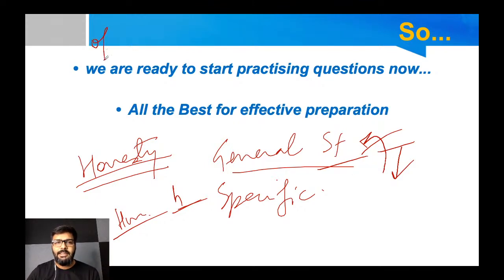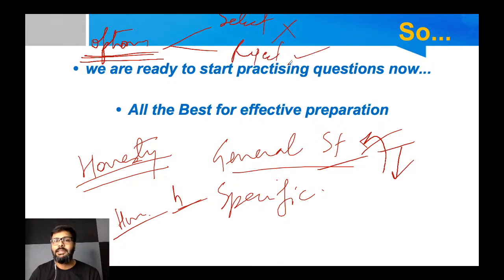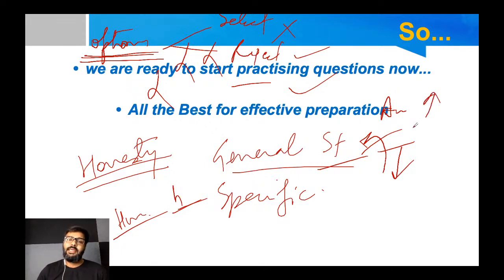Now the other is options. Always go by options and never try to select the right option. Only start rejecting the wrong ones. इनको, इसको हटाओ, ये रिजेक्ट करो, ये रिजेक्ट करो. एक बचा, उसे क्या होगा? उससे हमारी accuracy बढ़ेगी, silly mistakes होने के chances कम हो जाएंगे if we start concentrating on options and start rejecting wrong options. So here at this point we are ready to start practicing questions now.